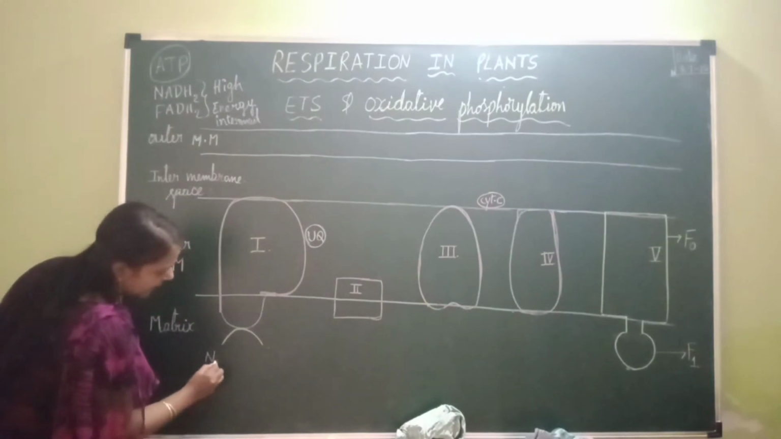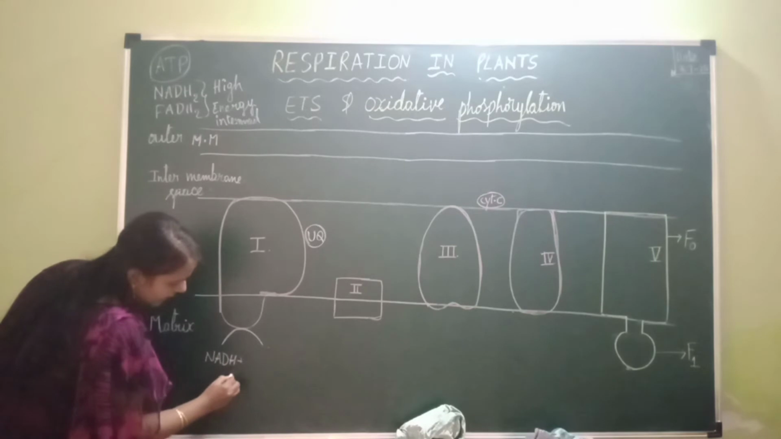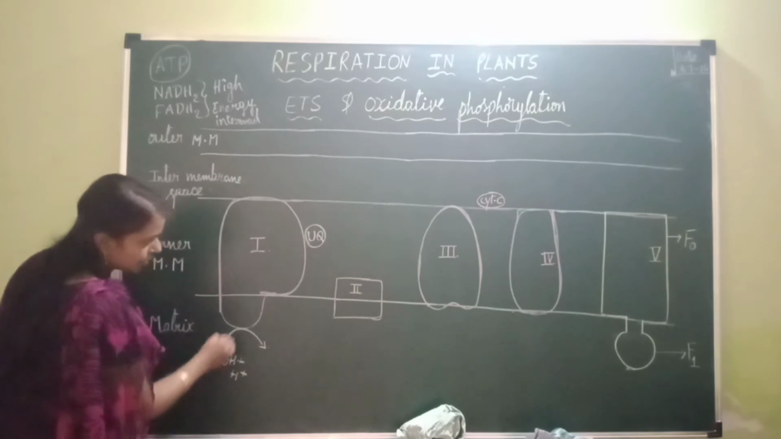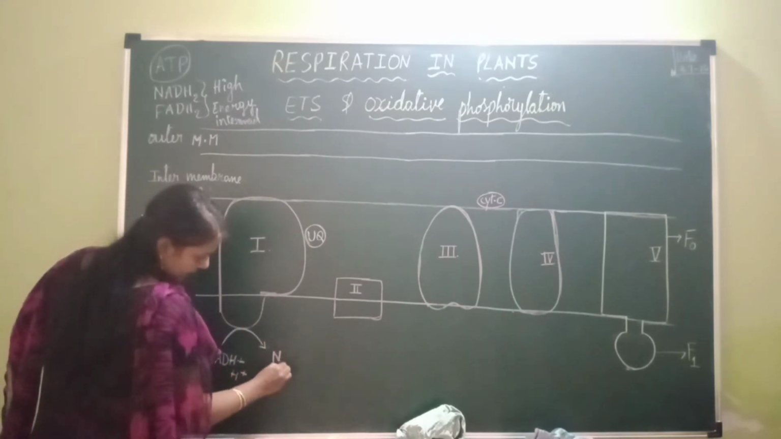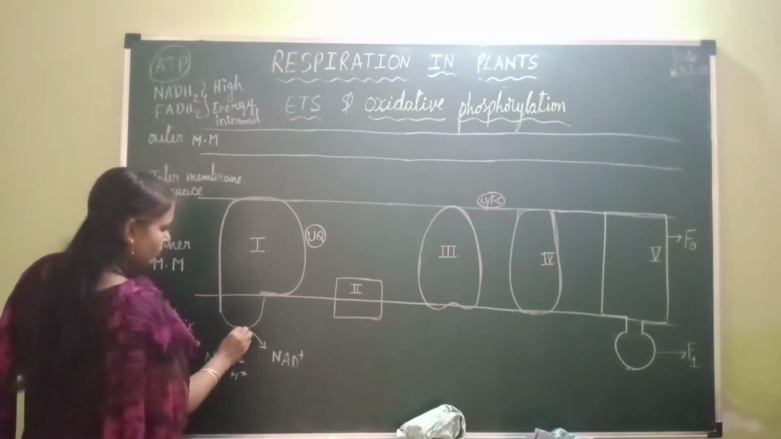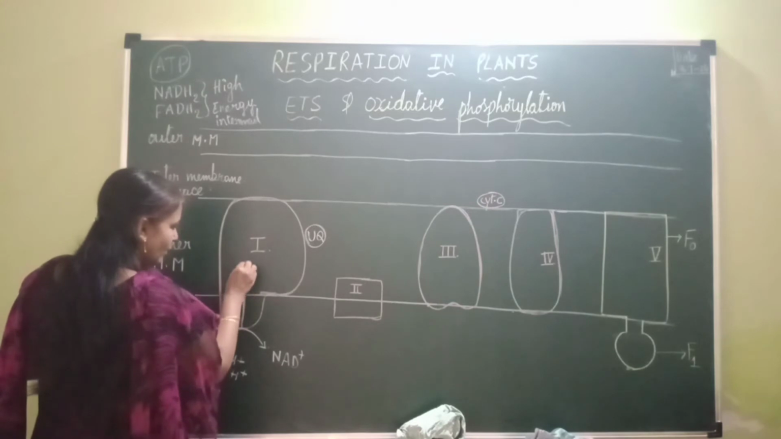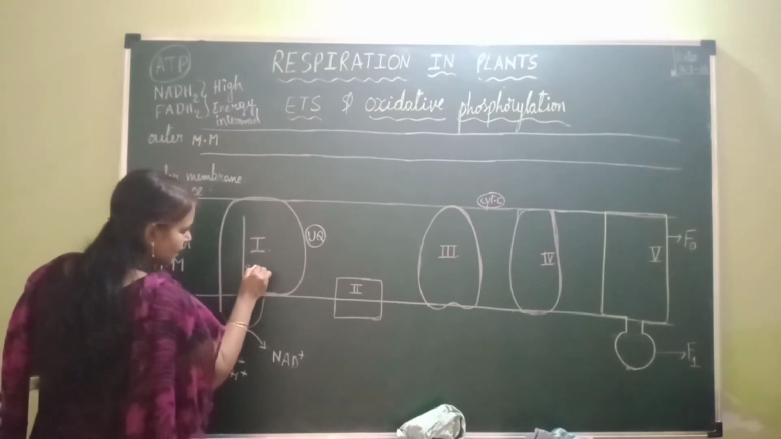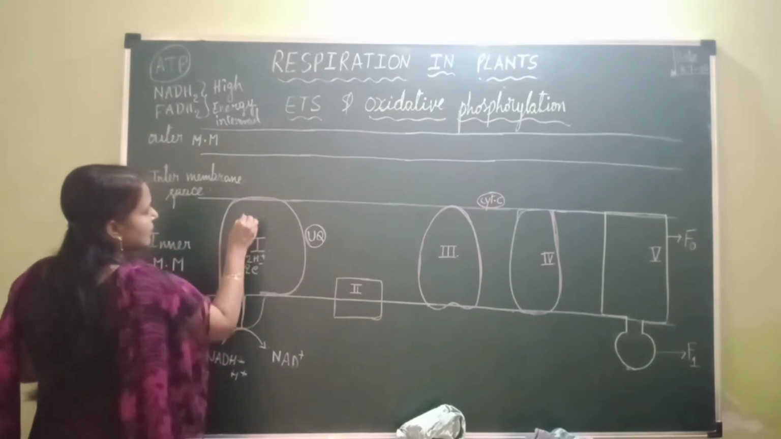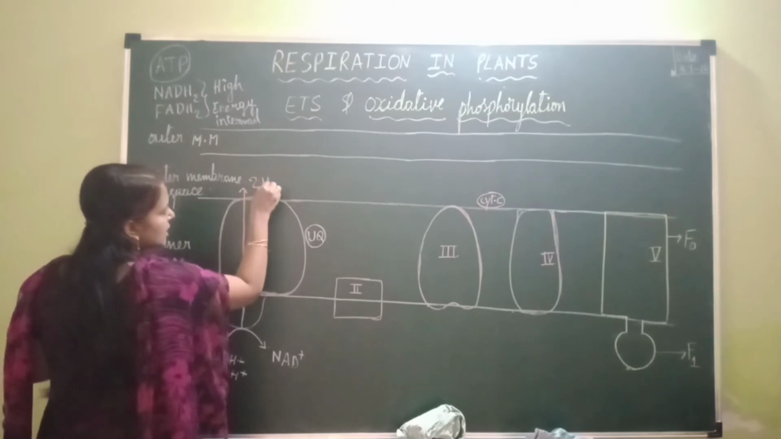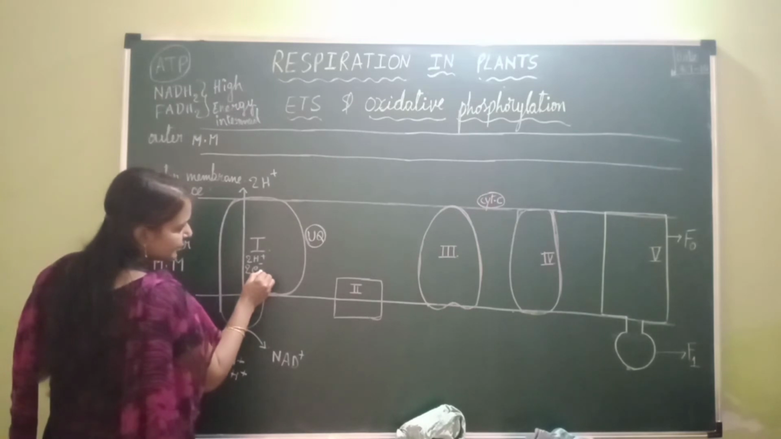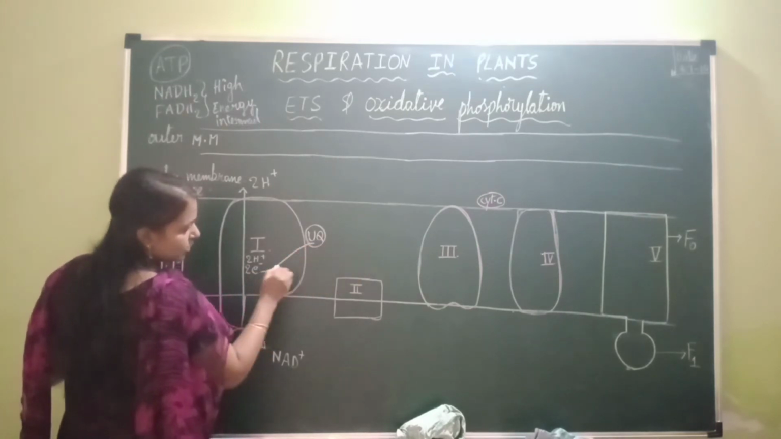Now, this is the NADH plus H plus, which is present in the mitochondrial matrix. It undergoes oxidation through the first complex, resulting in the release of NAD plus into the matrix, and two protons and electrons are released into this complex. The protons are pumped into the intermembrane space, so here two protons are pumped, whereas the electrons are transported to the next complex through electron carriers.